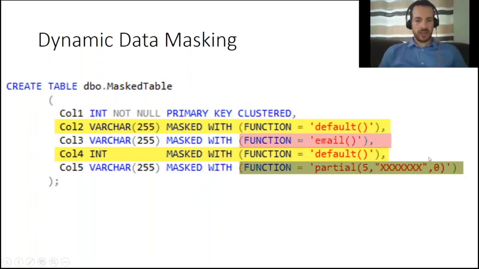There are a couple more extra options. So the column 3, we've got here function email, and that tells SQL Server the data inside there is an email address, and to use a special function to do so. And we've got another one called partial, which will allow us to partially mask the data inside the column using a certain set of functionality.